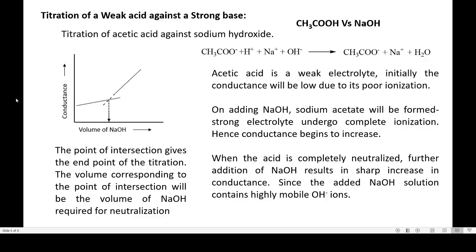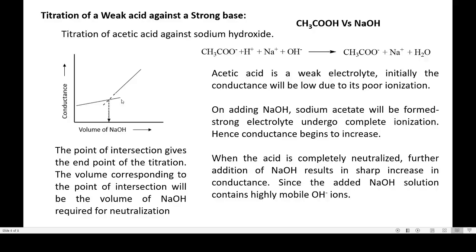Here acetic acid is a weak acid, a weak electrolyte. It undergoes partial ionization, so the conductance will be very low initially due to its poor ionization. Then on addition of sodium hydroxide, acetate ion will combine with sodium ion to form sodium acetate. Sodium acetate is a strong electrolyte. It undergoes complete ionization. So the conductance starts slowly increasing due to formation of sodium acetate.